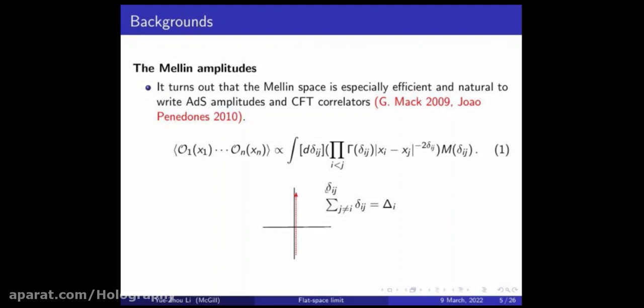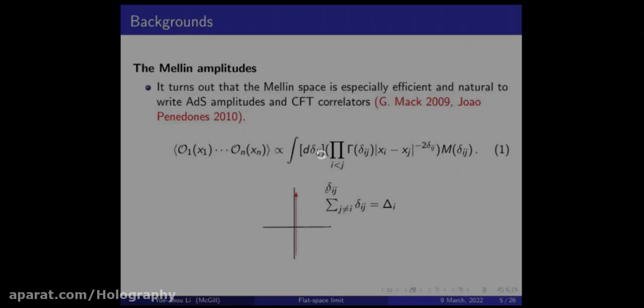So in this integral, we integrate this Mellin variable along the imaginary axis. But if we want to perform the integral and go back to the usual space of the amplitude or correlation function, we can deform the contour for this integral to pick up all possible poles, all physical poles, and we can reproduce the position space.